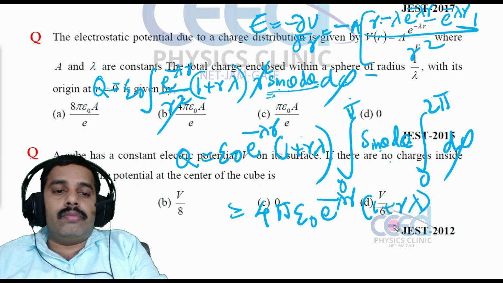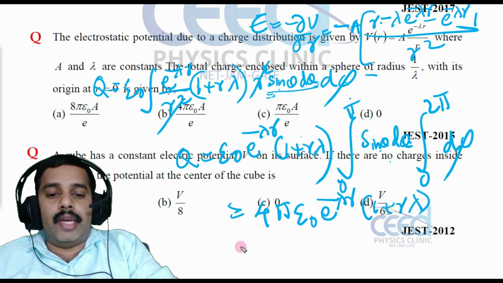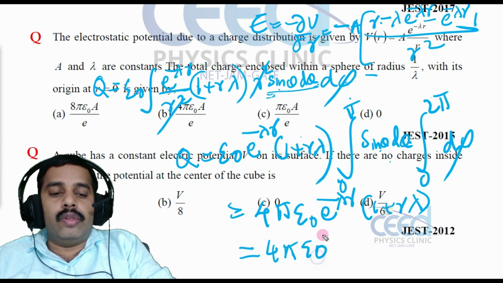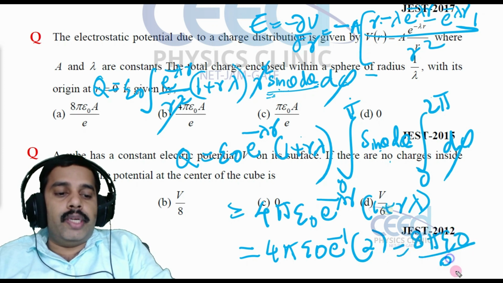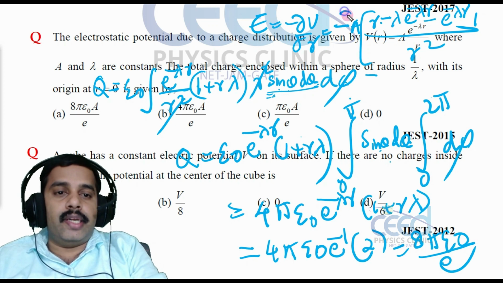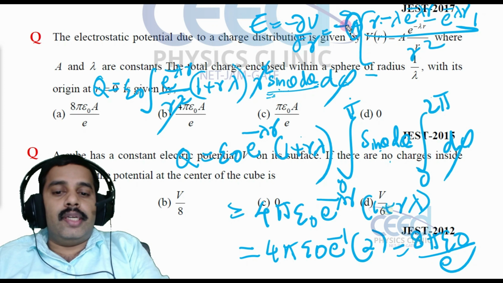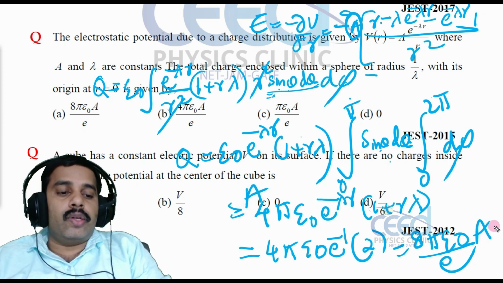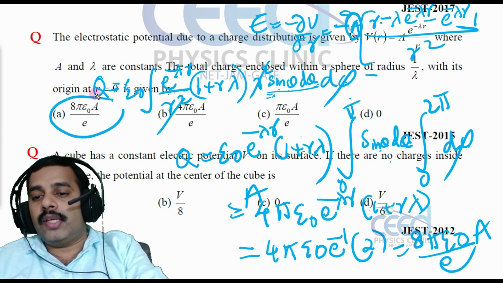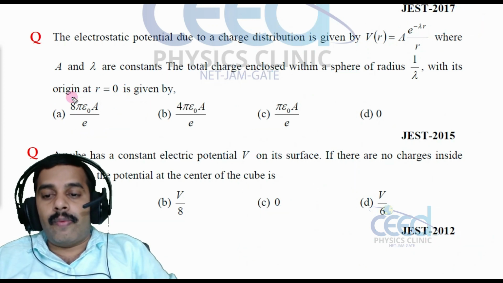Now the sphere radius is given as 1 by lambda. So 4 pi epsilon 0, and when I put in 1 by lambda, lambda cancels. So this will be e raised to minus 1. Here 1 by lambda times lambda gives 1, plus 1 is 2, right? So 8 pi epsilon 0 divided by e, right? And we have a constant that we missed here, A. That A we can keep here. So the answer is 8 pi epsilon 0 A divided by e. Which one is the answer? A is the answer, right?